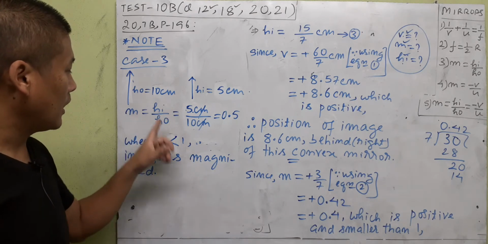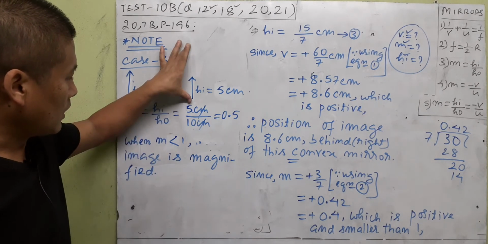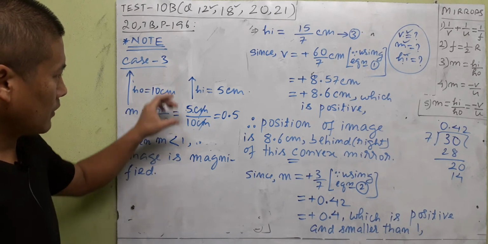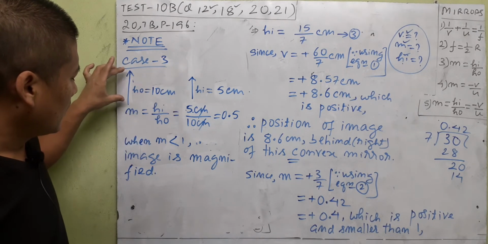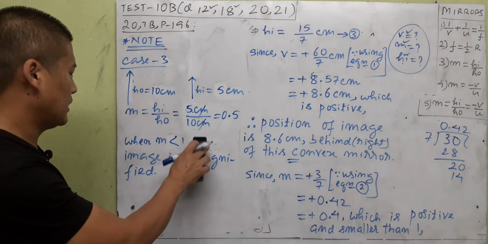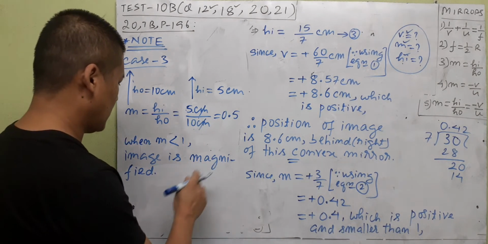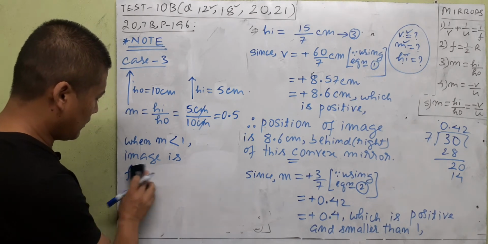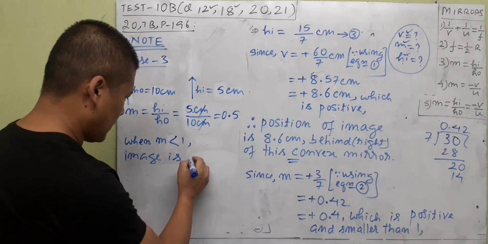Just now we saw when the image was taller, M was greater than 1. But when the image is smaller, the M value turns out to be less than 1. 0.5 is less than 1. Then when M is less than 1, the image is, instead of magnified, diminished.